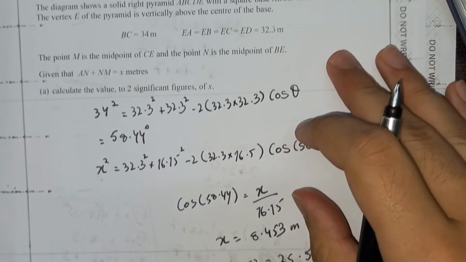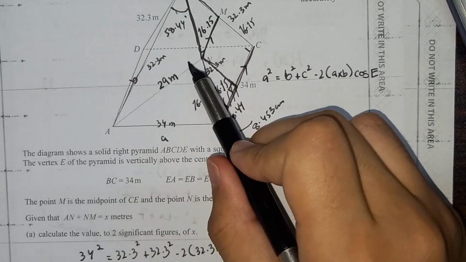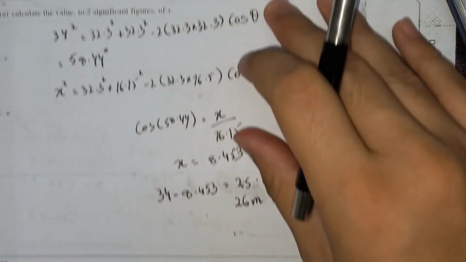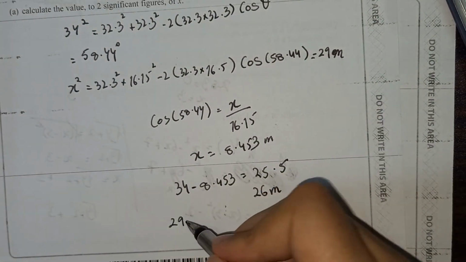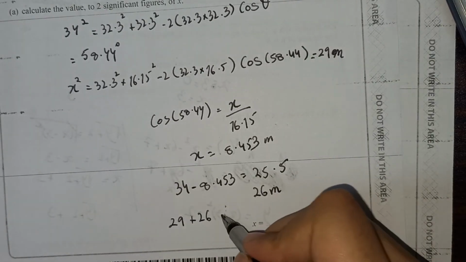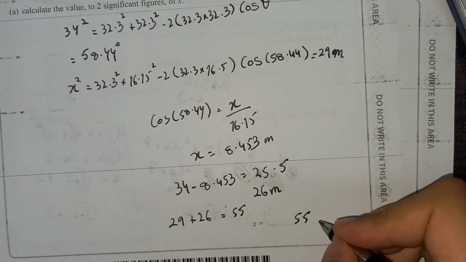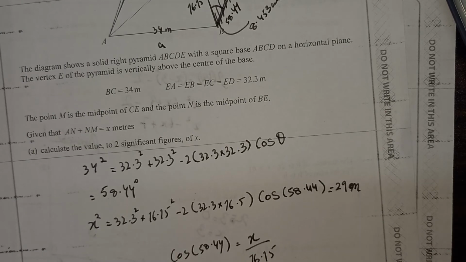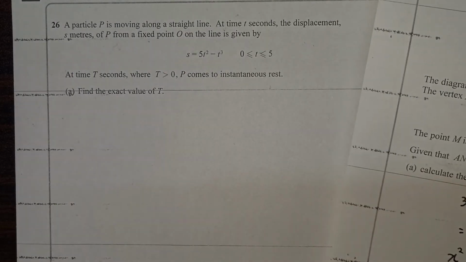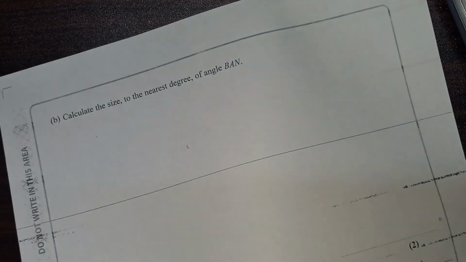Now we have our AN and we have our NM. All we need to do is add both of them. AN was 29 and NM was 26, which gives us 55, and our length is 55 meters total. So we're done with some part of question number 25. Let me just confirm.